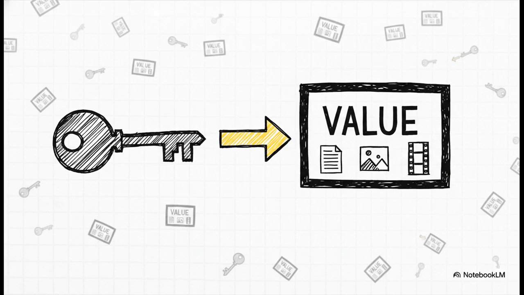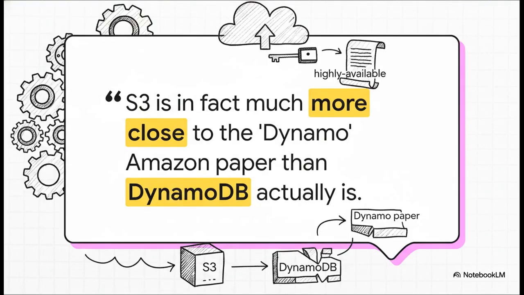You have a key, that unique name of your object, and you have a value, the data itself. This incredibly simple, flat model is exactly what makes it so unbelievably powerful. And this quote from someone who worked at Amazon just illustrates the design philosophy perfectly.